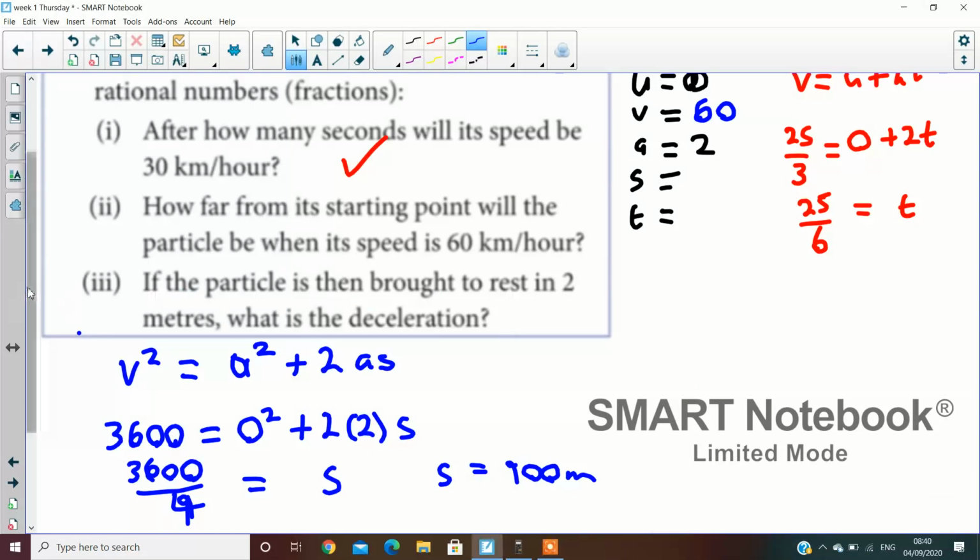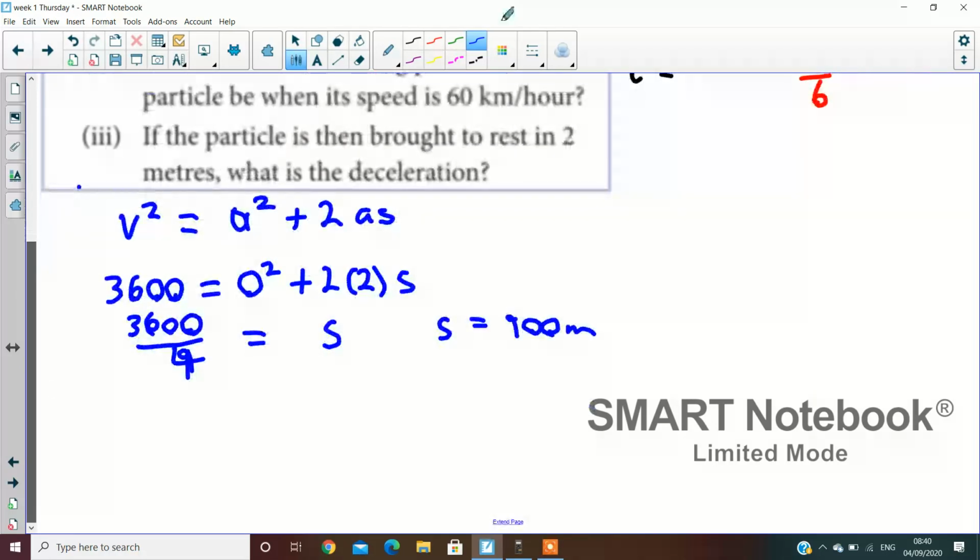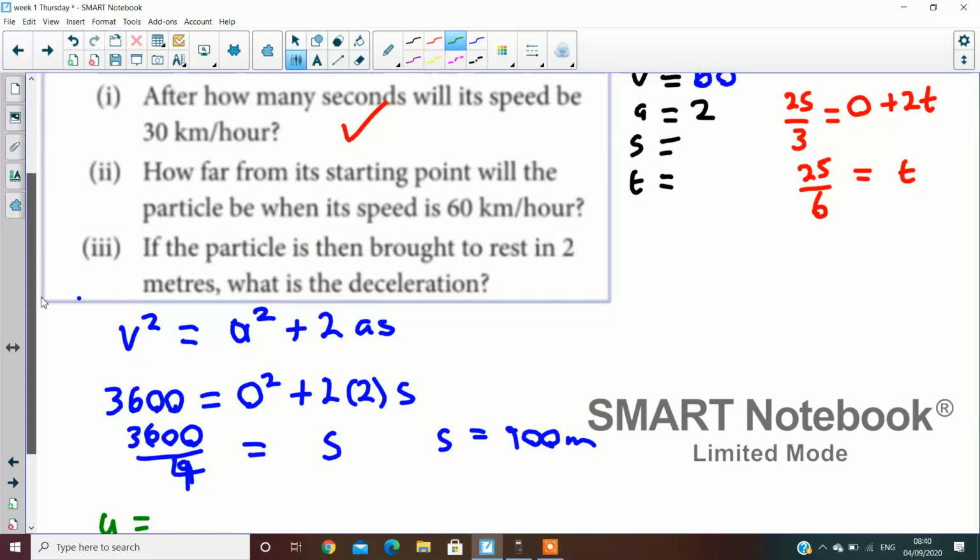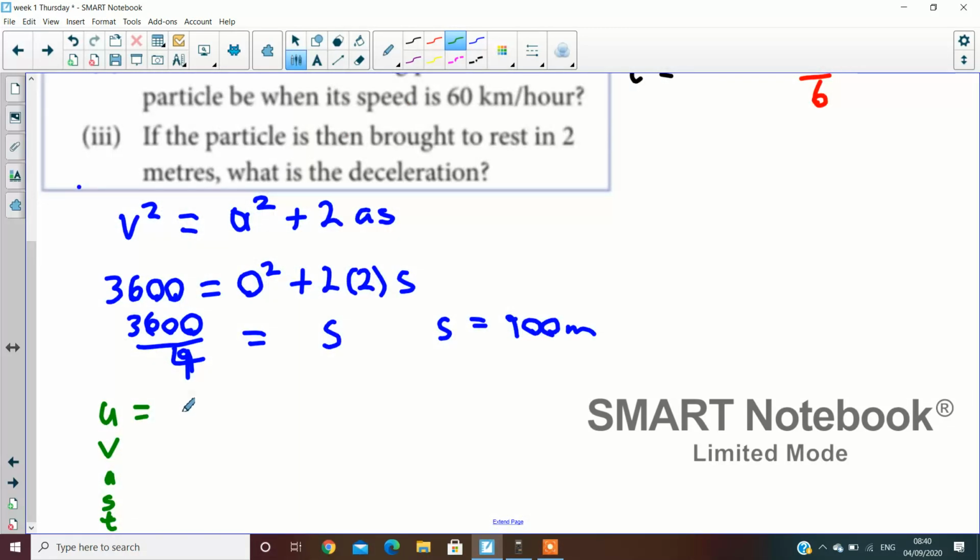Your particle is then brought to rest in 2 seconds, or in 2 meters. Sorry, excuse me. So, UVAST. What's your starting off velocity? It was 60 kilometers an hour, wasn't it? So you get to 60 kilometers an hour, then you jam on the brakes, and you're brought to rest in 2 meters. It's impressive braking.